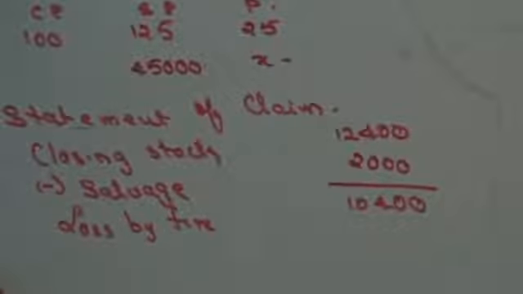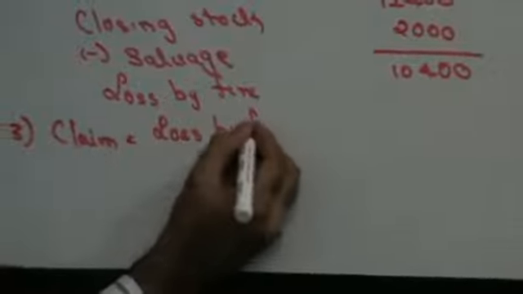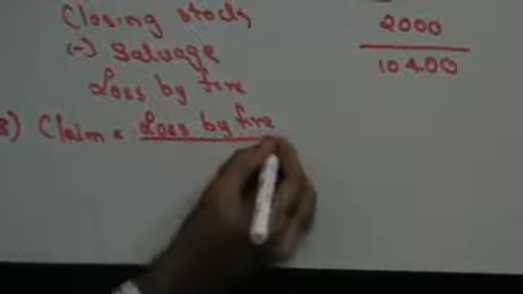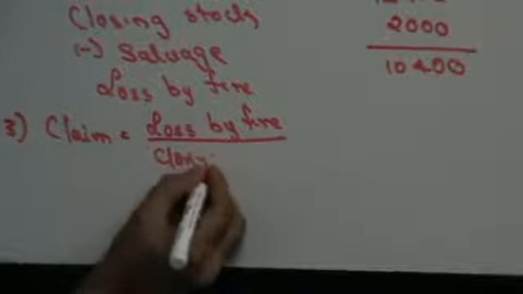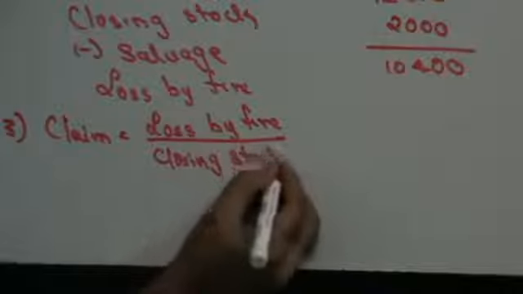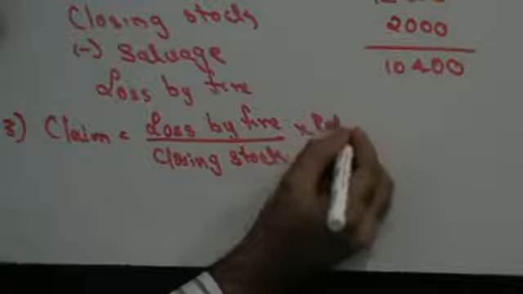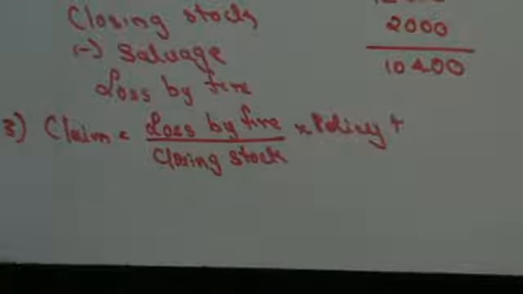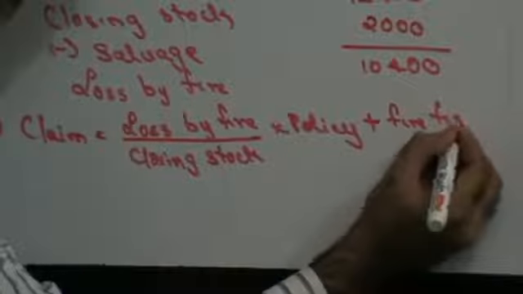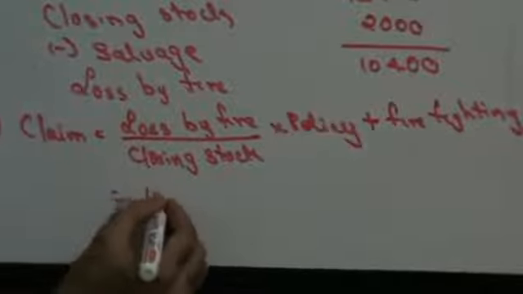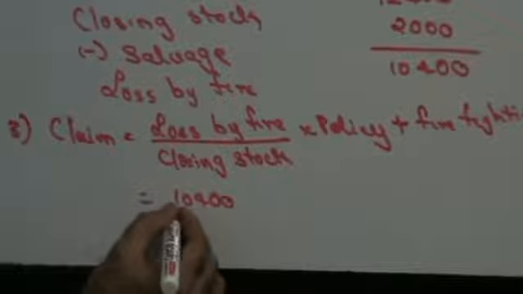Okay, next, let's see this. Claim is loss by fire upon closing stock into policy, and since he said firefighting is to be added here, firefighting expenses, right? Loss by fire is 10,400.